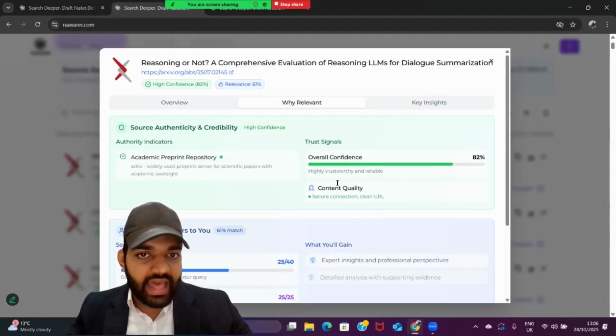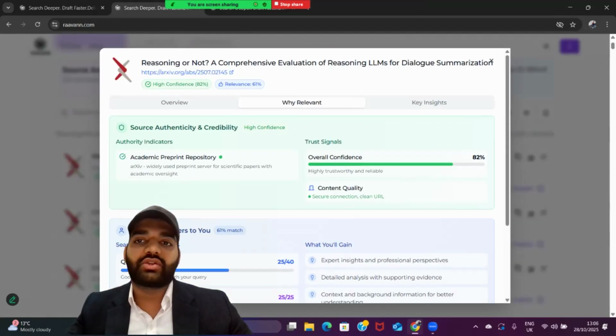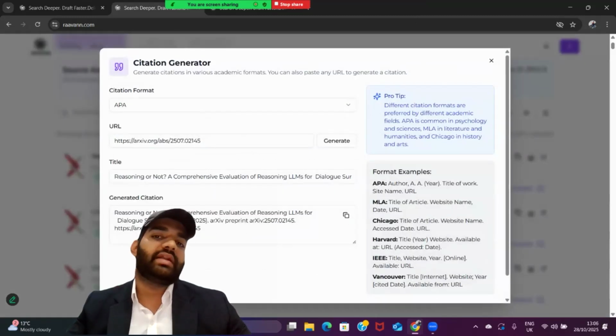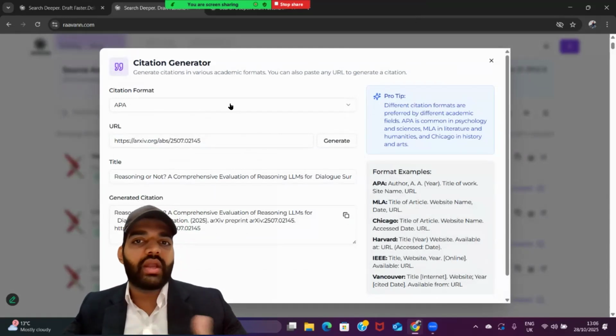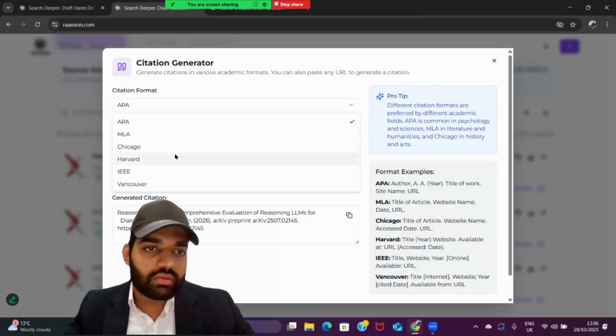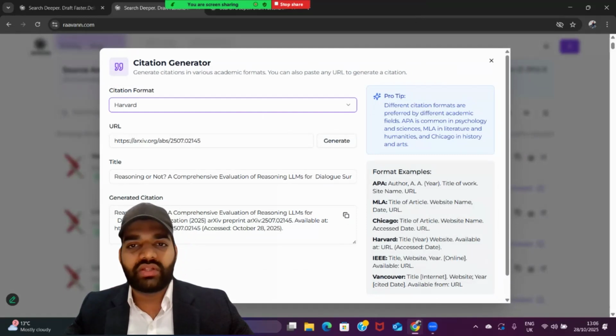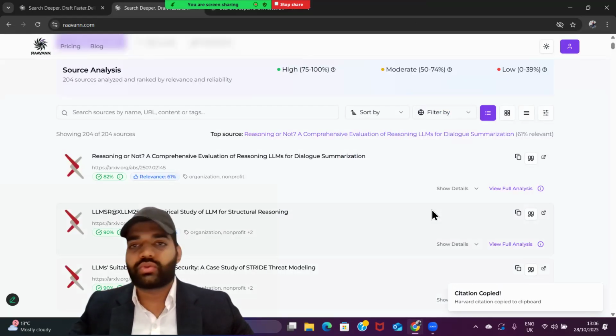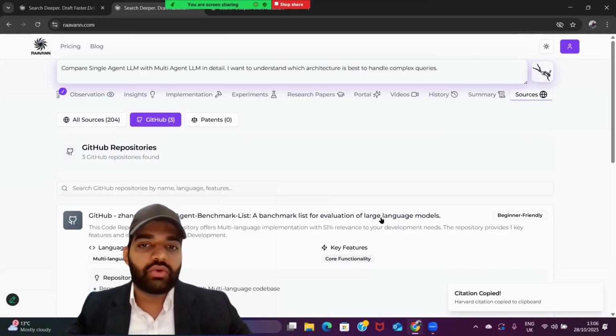They would like to see the full analysis of how confident the source is, and they would like to see the citation of it. So instead of going outside and doing it, we have integrated all that. With just one click, you can generate it, copy it, and done. So sources has that. We have given you GitHub.